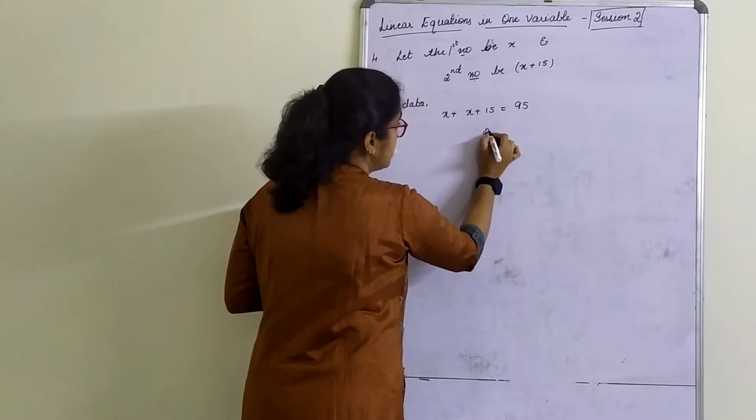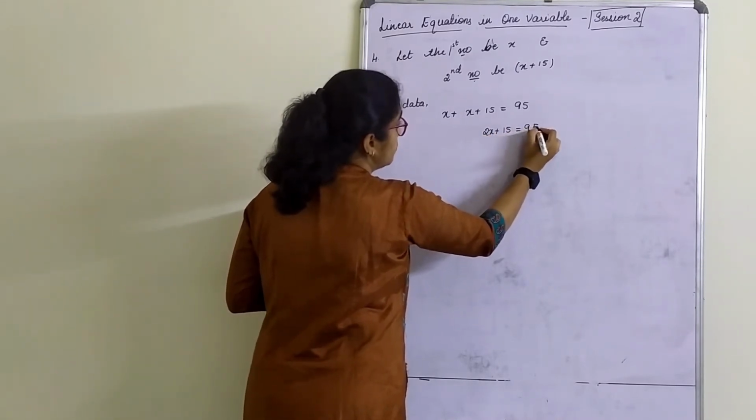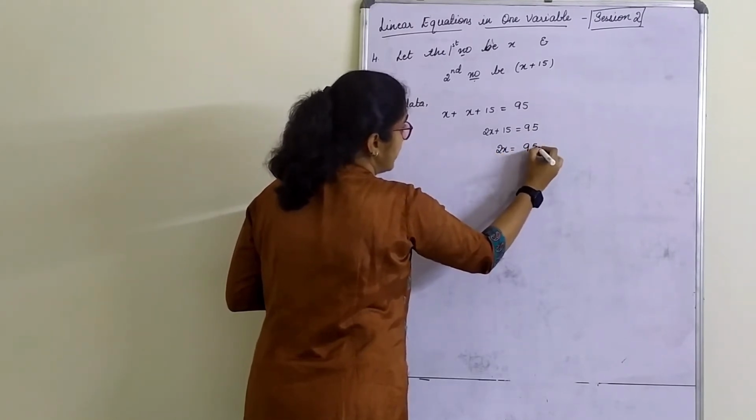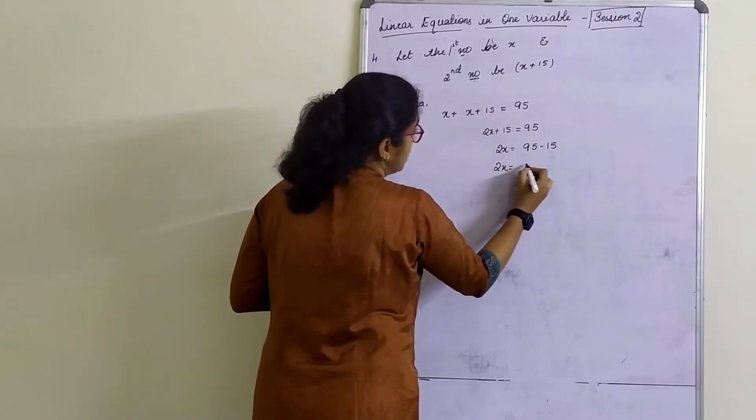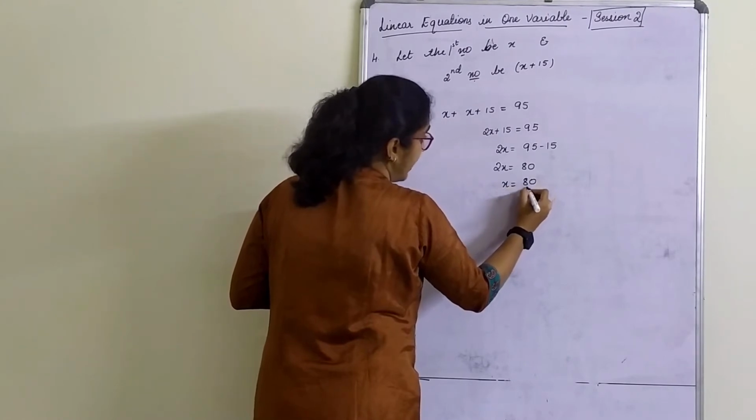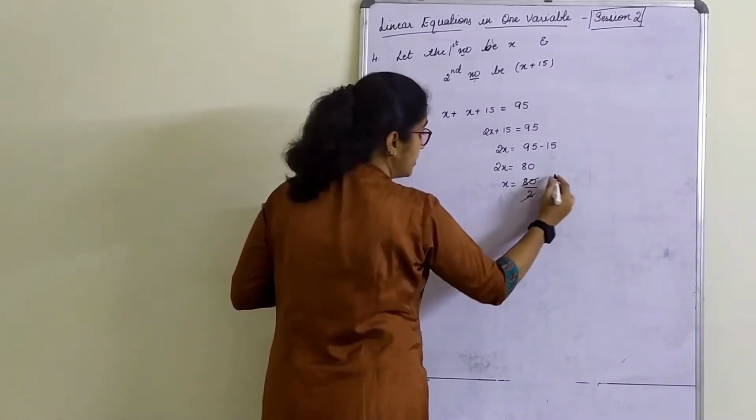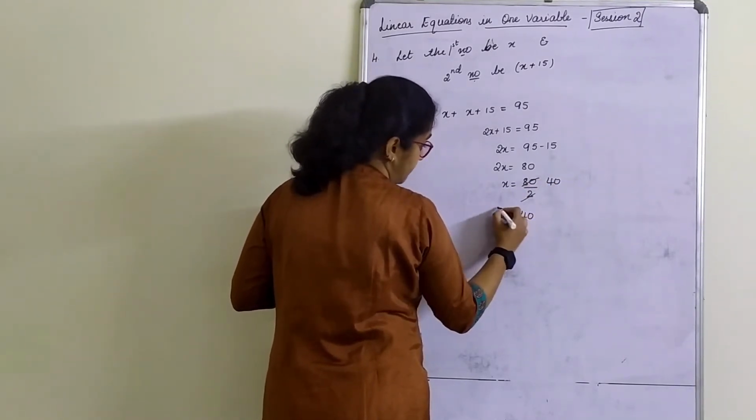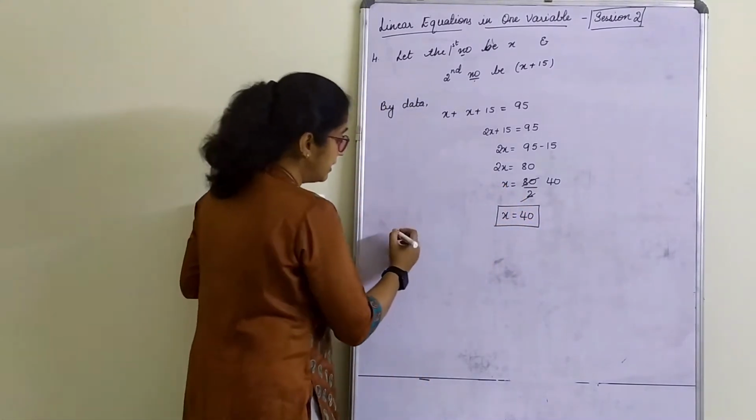x plus x is 2x, plus 15 is equal to 95. 2x is equal to 95 minus 15. 2x is equal to 80. Therefore, x is equal to 80 by 2. Multiplication comes this side. 2 ones are 2, 2 fours are 8. x is equal to 40. Right? So, highlight the answer. Now, x is equal to 40.